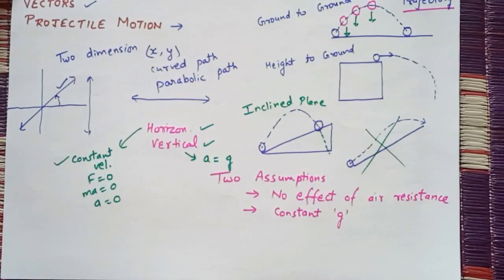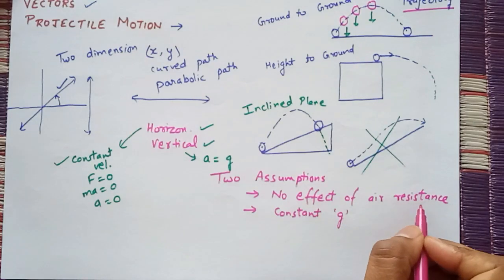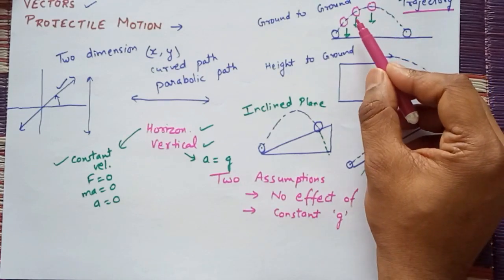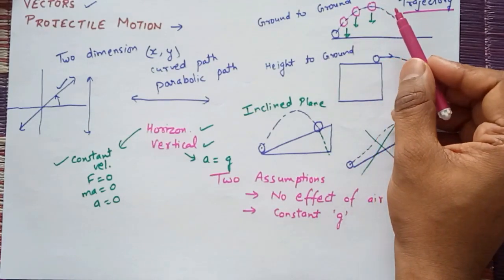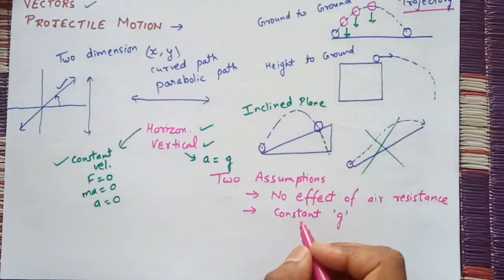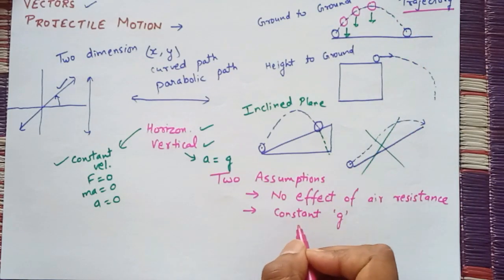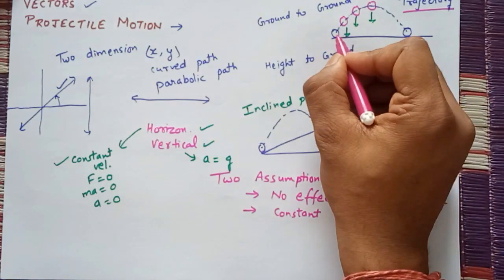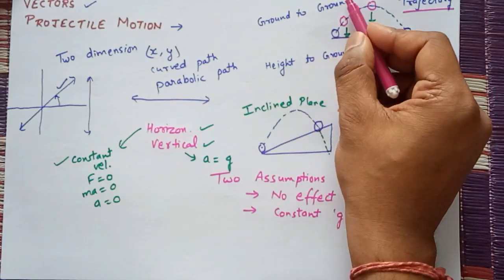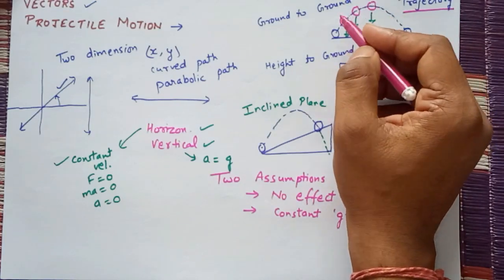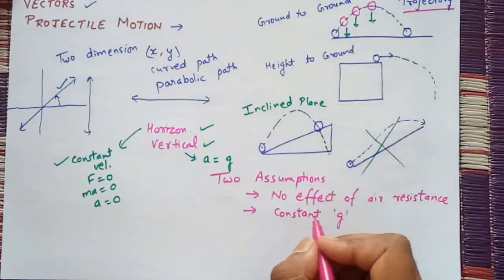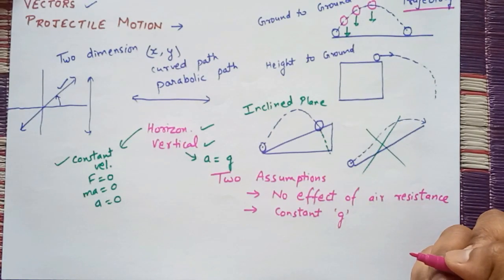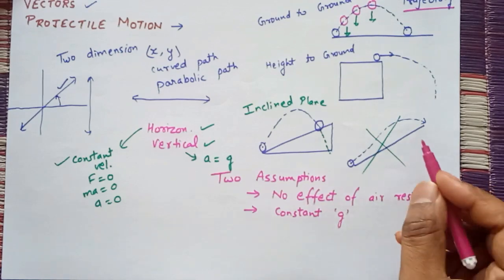In this chapter, we will take two assumptions. The first one is no effect of air resistance on the projectile, means when the projectile is going, the air will not affect it, or the effect of air is negligible. The second assumption is that g is constant, that is, gravitational acceleration is constant everywhere. We know that at the ground g is maximum, and when we go up g becomes less. But for the projectile, we will take gravity as constant everywhere. Now we will derive the different formulas and equations for the trajectories.